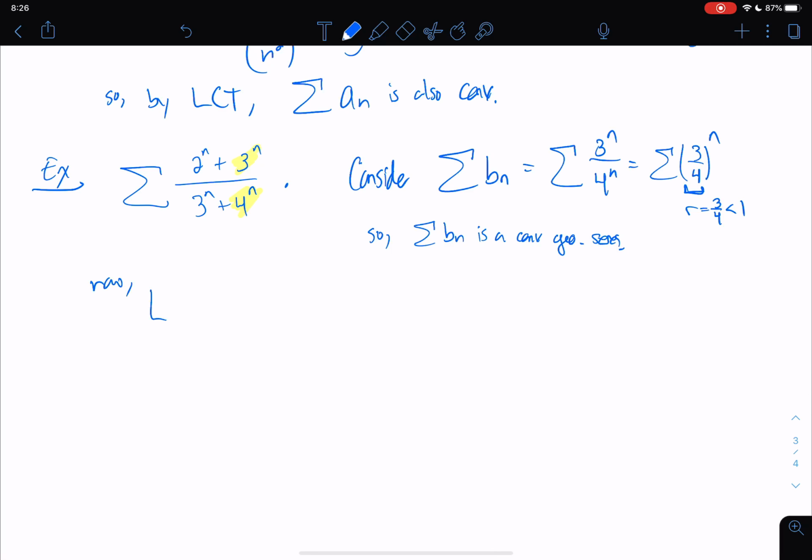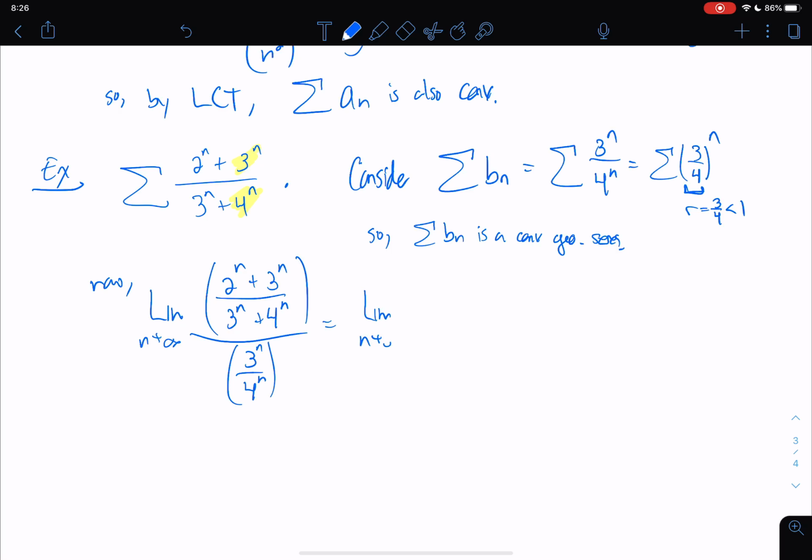Now, let's take a look at the limit as n goes to infinity of the given series, 2 to the n plus 3 to the n over 3 to the n plus 4 to the n, divided by 3 to the n over 4 to the n. Let's see if this turns into something reasonable. Here we're going to get the limit as n goes to infinity of 4 to the n times 2 to the n plus 3 to the n, over 3 to the n times 3 to the n plus 4 to the n. And the hope is that these two objects will limit to something reasonable.